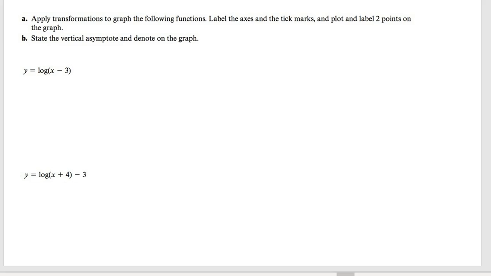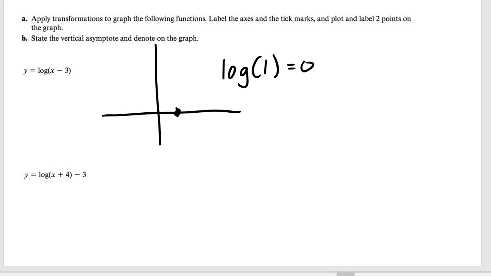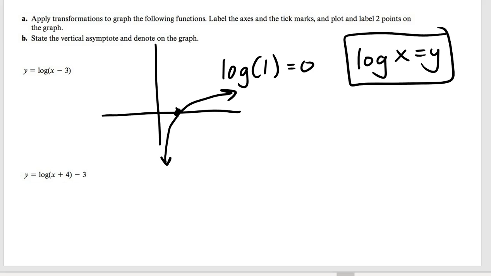So we have more transformation practice. We have to think this through by now. We know that the log function, I always use log of 1 is 0. That's a great one to always use as a base. And then I can sketch it out like this. That's my basic function, right? So log of x is equal to y. So use that parent function.